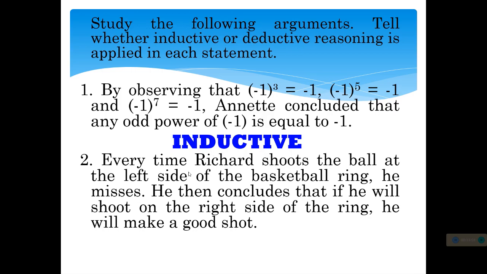Okay, next. Every time Richard shoots the ball at the left side of the basketball ring, he misses. He then concludes that if he will shoot on the right side of the ring, he will make a good shot. So, what type of reasoning is applied in this situation? Okay, so that's inductive, correct. Because he had his examples first, before his conclusion, if he misses the points. Okay, next.